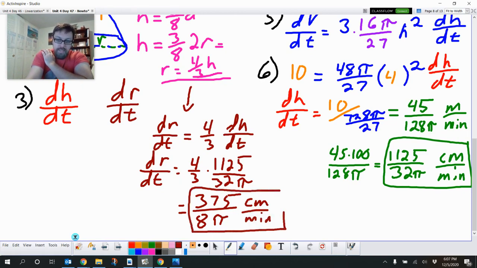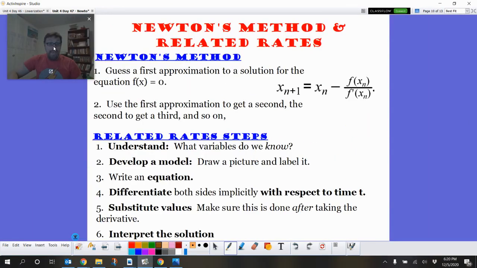So you'd finish up by saying when the pile is 4 meters high, the radius is changing at 375 over 8 pi centimeters per minute. You could also represent that as a decimal, but I know the exact answer, so I'm going to give the exact answer. And the height of the pile is increasing at a rate of 1,125 over 32 pi centimeters per minute. Oof. And that's it for today.